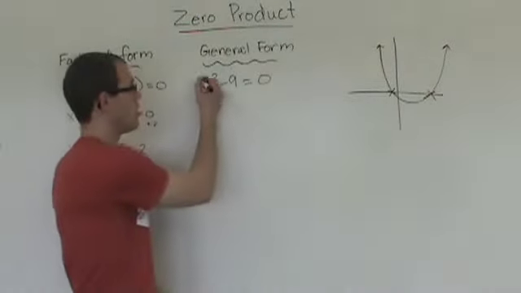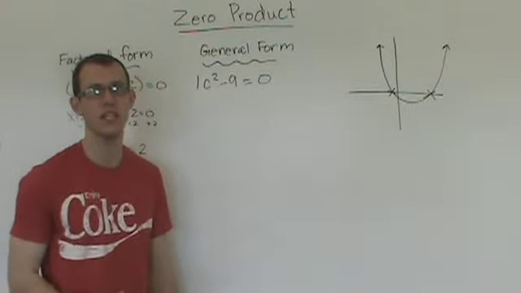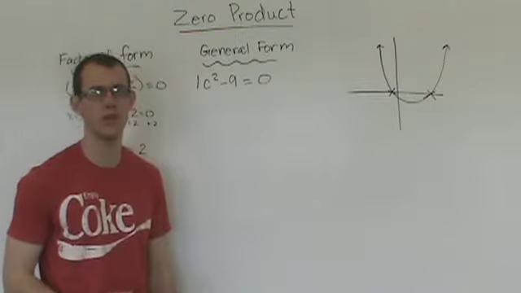Well, let's look. We have a 1 out in front of the a. The a is a 1. That means we can use the easy factoring method. We don't have to worry about double factoring. So what's the easy way?